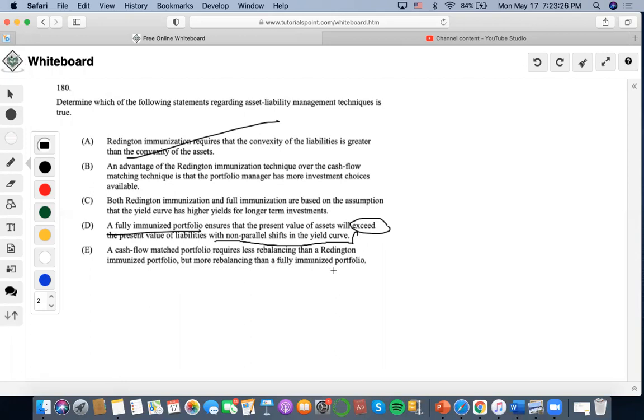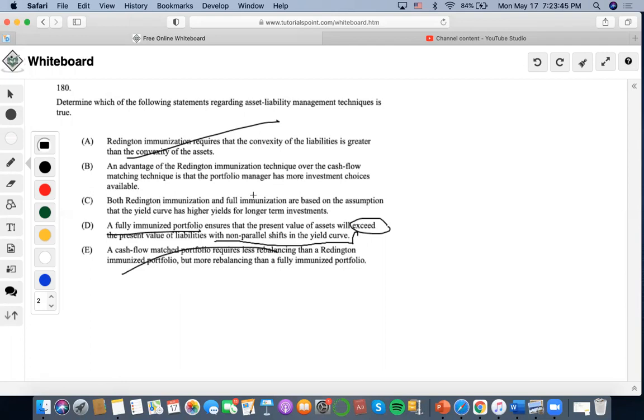E, a cash flow matched portfolio requires less rebalancing than a Redington immunization portfolio, but more rebalancing than full immunization. I've never really learned the specifics of rebalancing, and this answer seems quite specific in how there is some comparison between the two. So I would just cross out E.